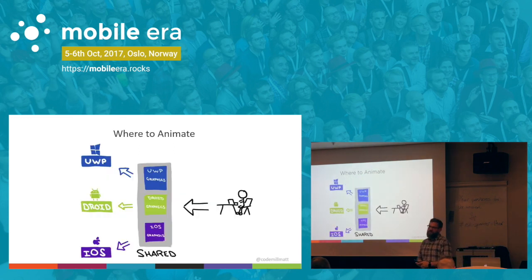Where do we physically put the code? Well, XamarinForms, we're going to put it in that gray shared layer. We're going to write it once, and we're going to emit it natively on all 3 platforms. Then when?